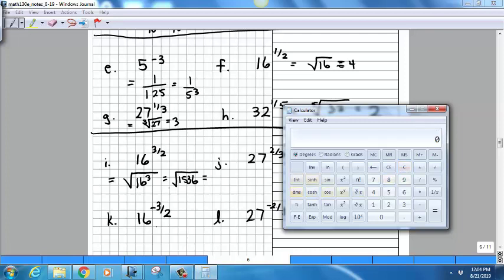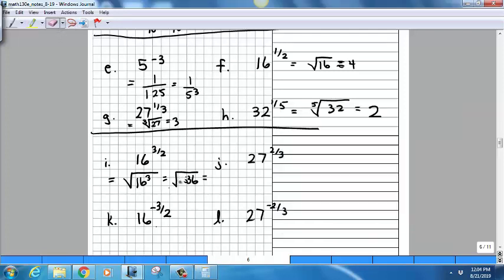Let's see. What is 16 cubed? So 16 cubed... Oh, it's 4,096. That sounds better. All right. So 16 cubed was 4,096. And what's the square root of 4,096? 64, right. So we come up with the same answer, Nicolette. It is 64. Your answer is correct.